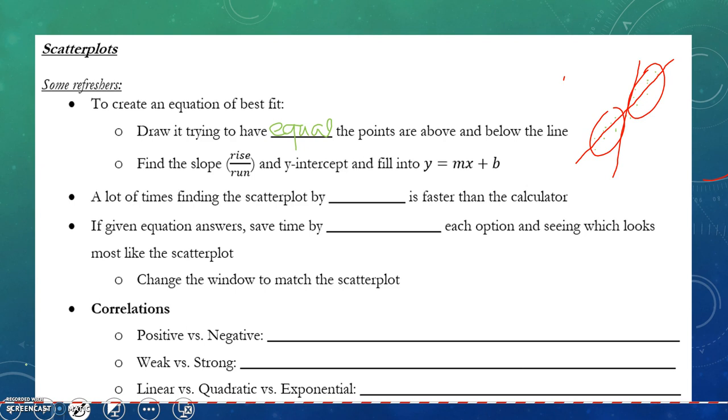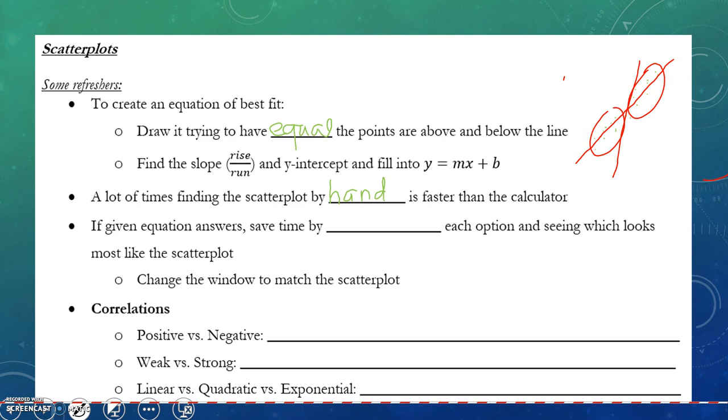So a lot of times finding the equation from the scatter plot by hand is going to be faster than the calculator. So you either learned from me or Mr. Bunovich that you would put the table into your calculator, and then you would do all of this calculator work to find the equation. And while that is a very trusty method, it is not the fastest method. So you're going to want to do it by hand instead, because it's going to go a lot quicker.